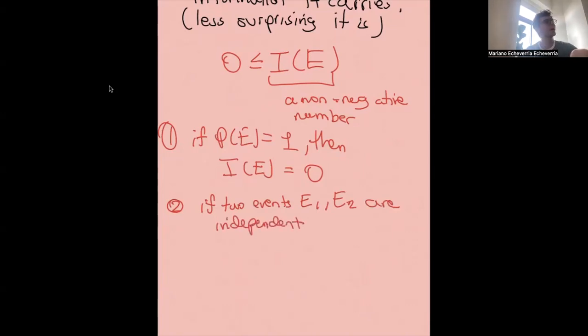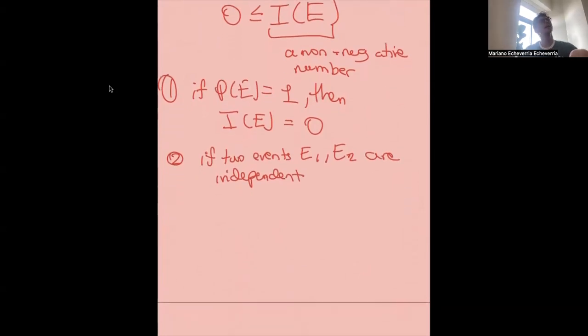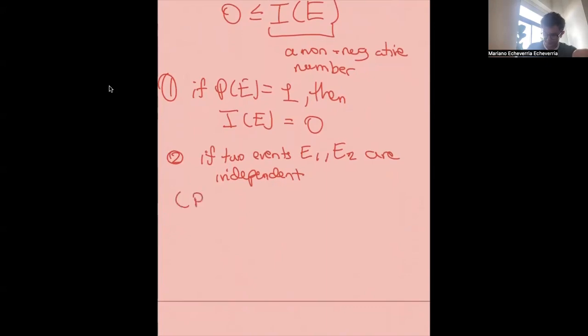Remember, the fact that two events were independent meant, in terms of the probabilities, that the probability of E1 intersection E2 was the probability of E1 times the probability of E2. But more philosophically, it means that knowing that one event happened does not increase or decrease the chance of the other event happening. So you could ask, what would be the information for the intersection of these two events?